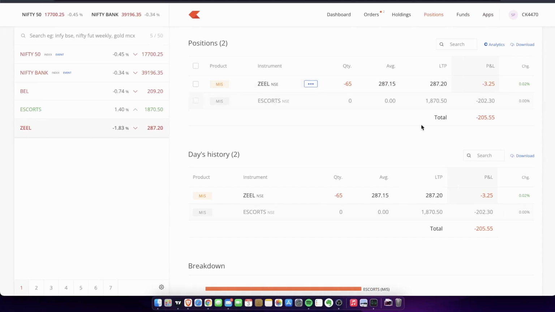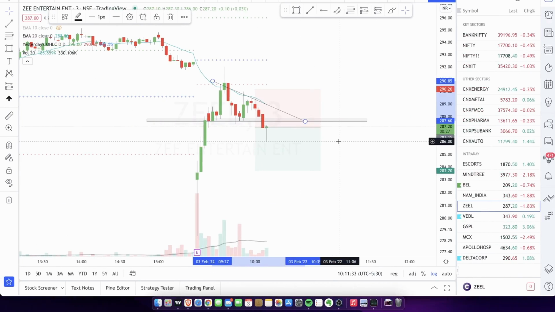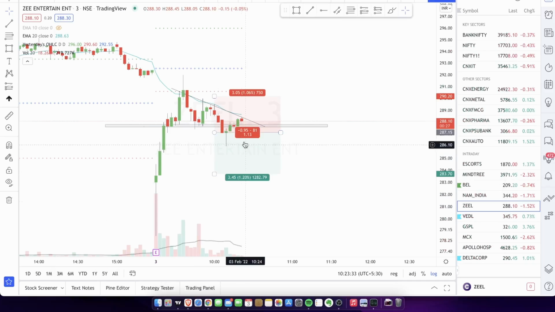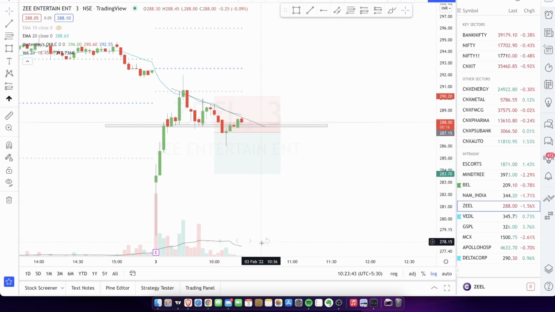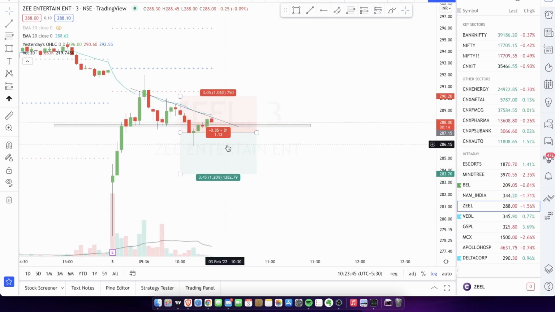Right now it's very close to cost. After giving immediate profit, it has gone back to cost. So guys, ZEEL is showing an upward rally after giving a breakdown, and it gave this particular hammer kind of a candle. It's not exactly a hammer because there's a small wick at the top, but ever since it has been breaking highs of the previous candles.